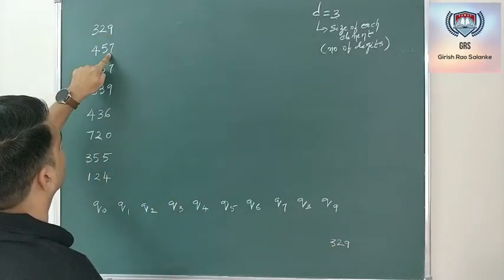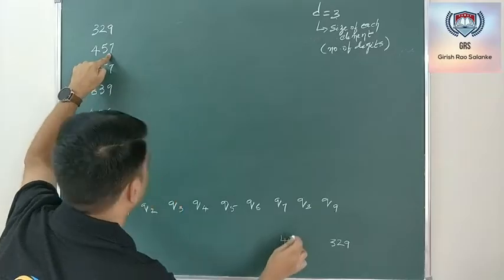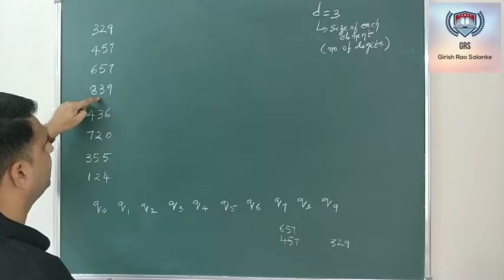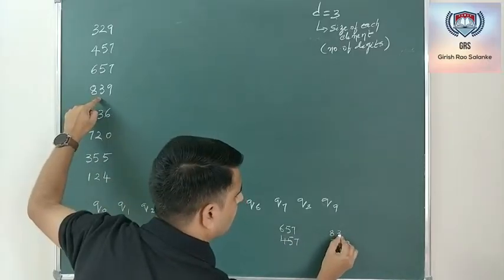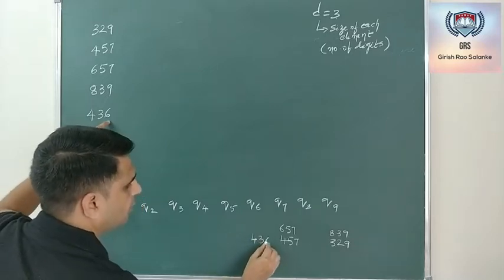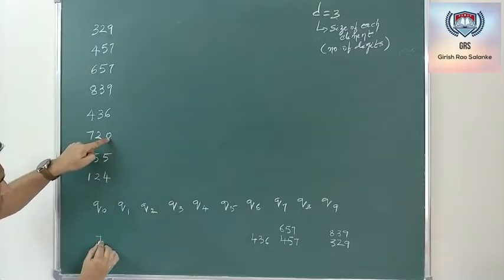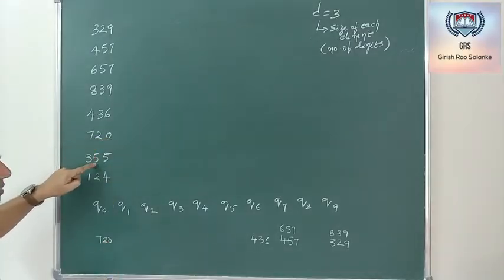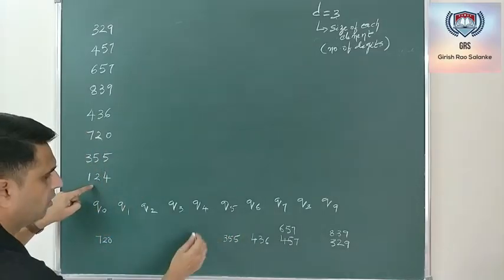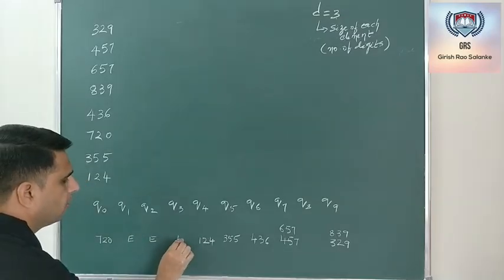329. Next is a 7. 7 means 457, 457 goes here at the 7th Q. Next 657. Next 839. Next 436 means it is the 6th one. 436. Next 720. 720 means this 0th Q. Next 355, 5th Q. Next 124, 4th one. And all other Q's will be empty.